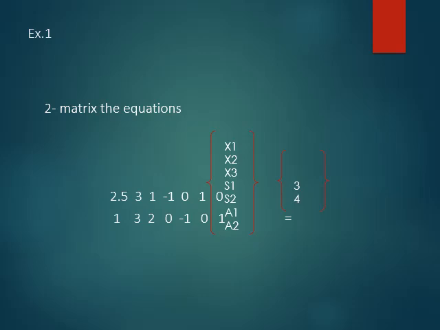2.5, 3, 1, negative 1, 0, 1, 0. These are coefficients of constraint 1. 1, 3, 2, 0, negative 1, 0, 1. These are the coefficients of constraint 2. x1, x2, x3, s1, s2, a1, a2. These are variables. And 3, 4 are constants.